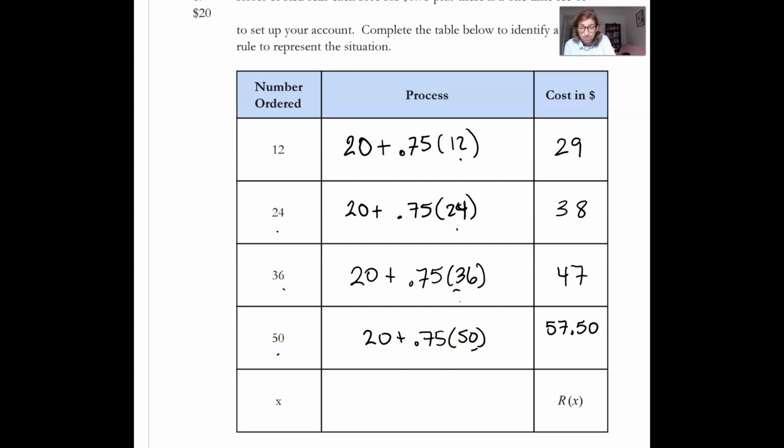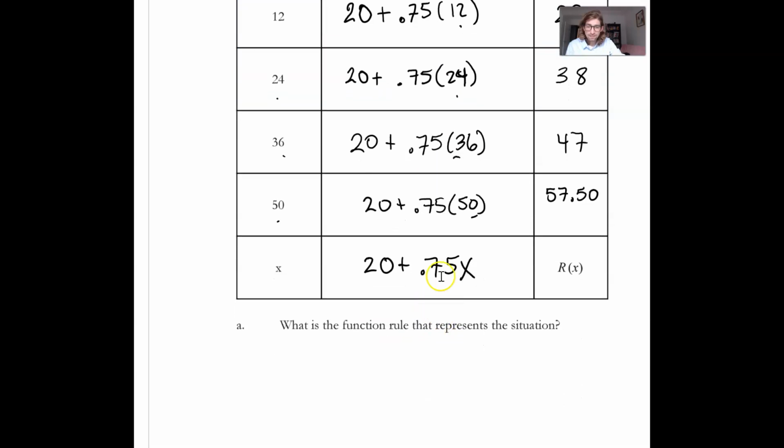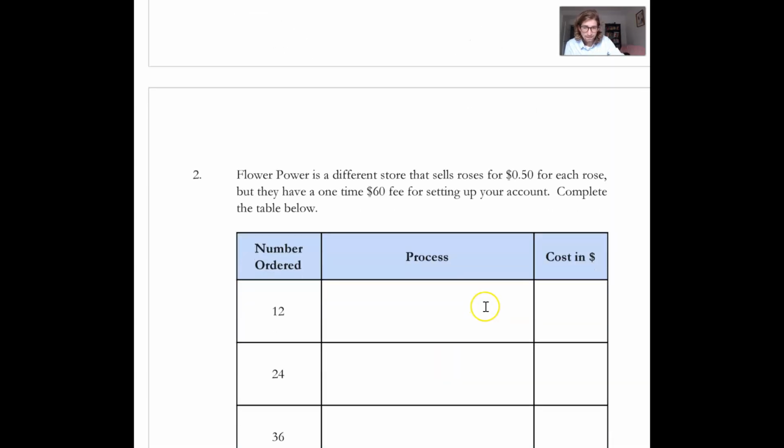So what are we asking for with X? We're not asking you to do anything different. We're asking you to follow the rule and write it with X. So our rule that's going to help us calculate our Roses Are Red cost is 20 plus 0.75x. So we're going to name our function R. We can name it whatever we want. We'll name it R for Roses Are Red. And our function rule is 20 plus 0.75x. Now we're going to keep that for later. We're going to come back to that.